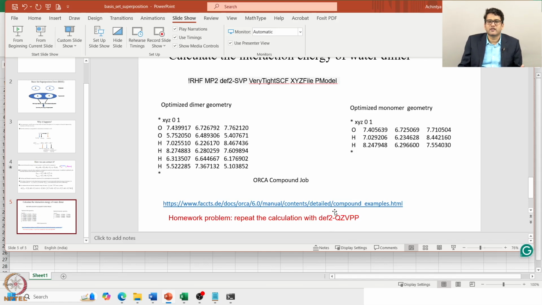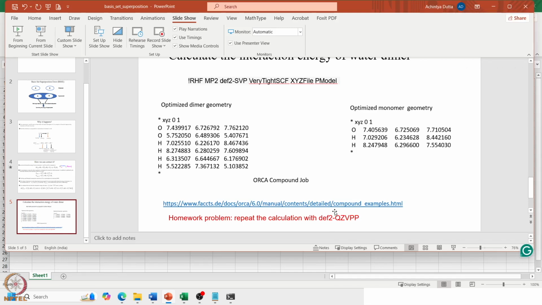So here we have discussed BSSE correction. We are skipping the issue of complete basis set limit extrapolation for the time being, because before going there you need to know about electron correlation methods. Once you know about electron correlation methods we will come back to this problem and see how one can extrapolate the smaller basis set calculation to the complete basis set limit.